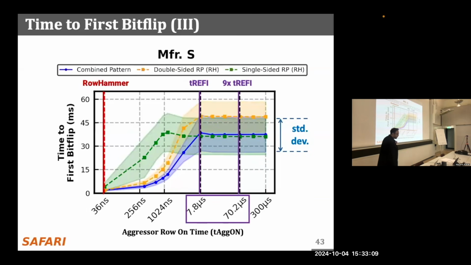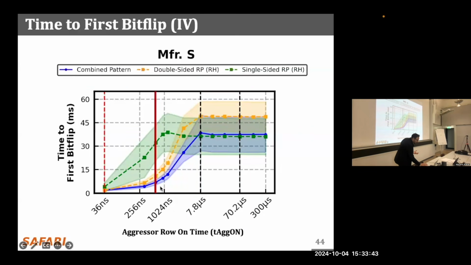The green curve shows the single-sided RowPress or RowHammer, the orange one shows a double-sided attack, and the purple or blue one shows the combined pattern. The important thing to see here is that the blue curve is below the other curves. On the y-axis we look at the time to first bit flip. For a given aggressor row on time, if I put a line here, it cuts the blue sooner than orange and green.